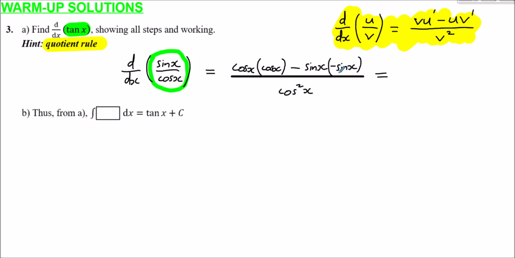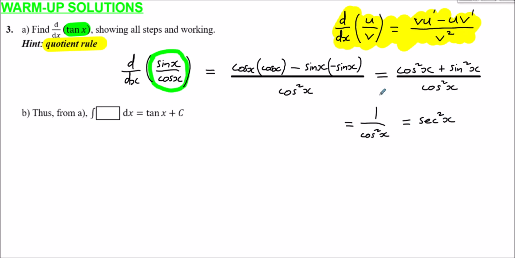Now cos times cos is obviously cos squared. Minus sine times minus sine is positive sine squared. And of course that's still all over cos squared x. Then if you just remember a very crucial identity that cos squared plus sine squared equals 1, I can say that's 1 over cos squared of x, and 1 over cos is sec, and so 1 over cos squared is sec squared x. So if we differentiate tan, we get sec squared. That is to say that if we were to integrate sec squared, we would get back to tan.